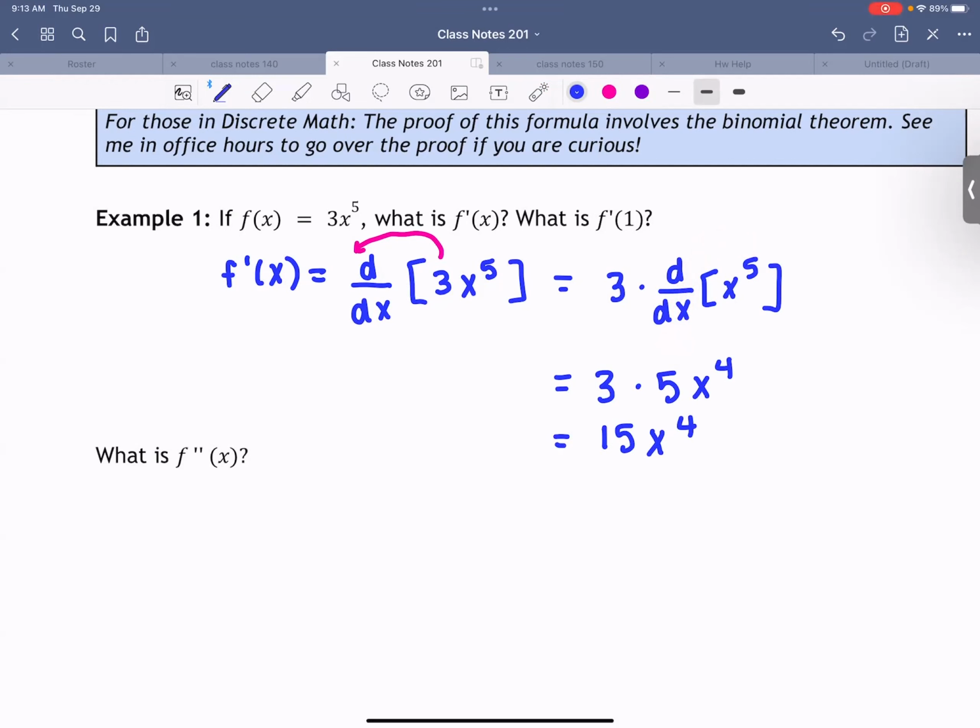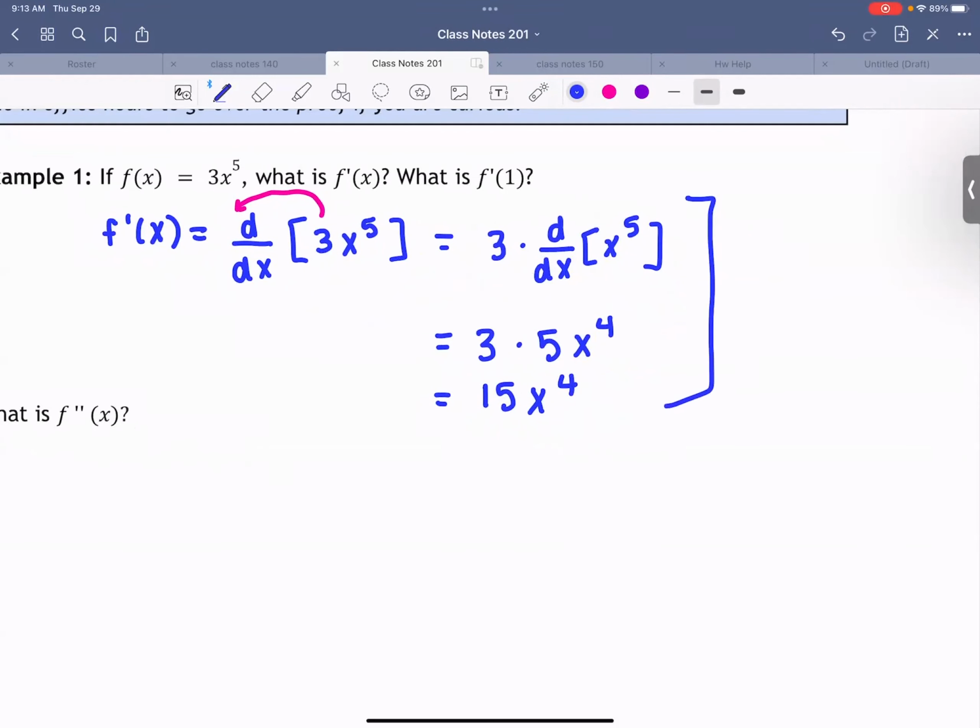All right. Second question. Oh, sorry, we didn't finish this question. I have my derivative now. What is f prime of 1? 15, good, because we're just going to plug in 1 to our function. So we're left with 15 times 1 to the 4th, which is 15.